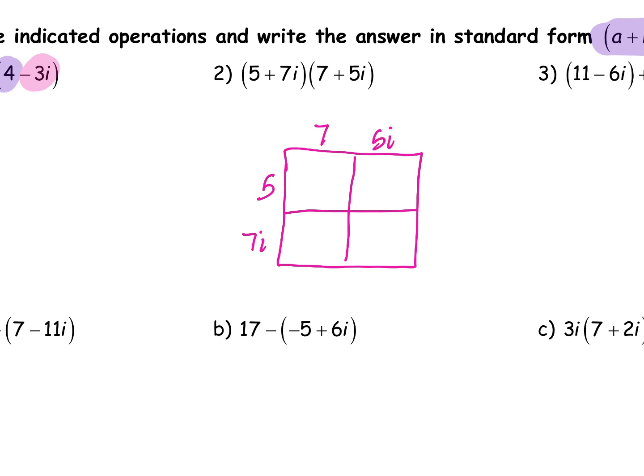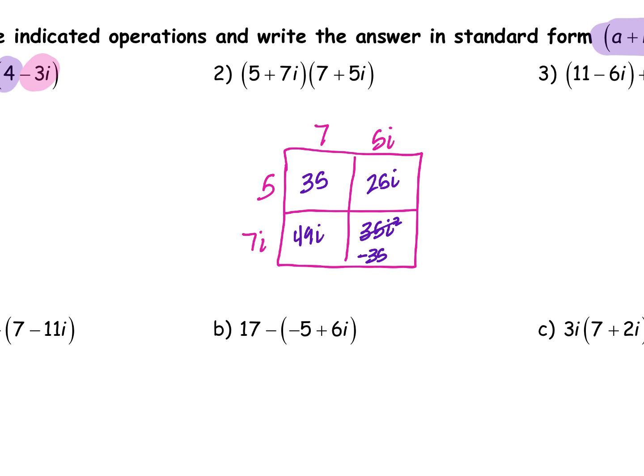So 5 times 7 is 35. And 5 times 5i is 25i. And 7 times 7i is 49i. And 5i times 7i is 35i squared. Okay, what is i squared though? -1. So that means this becomes -35. Okay?